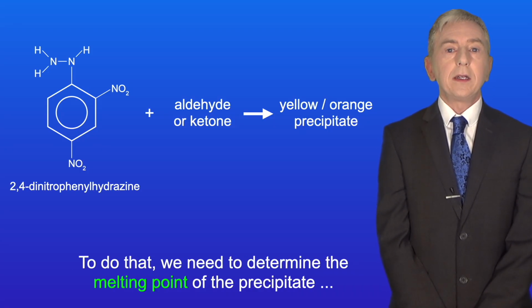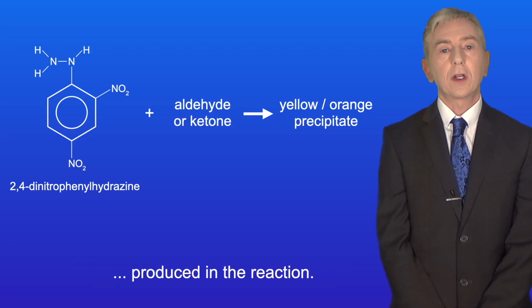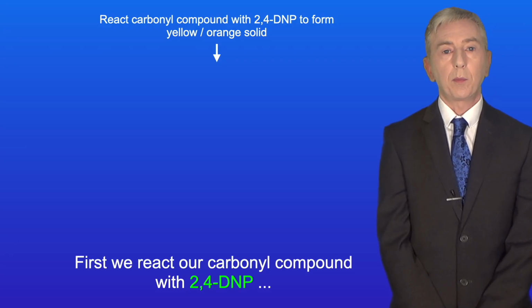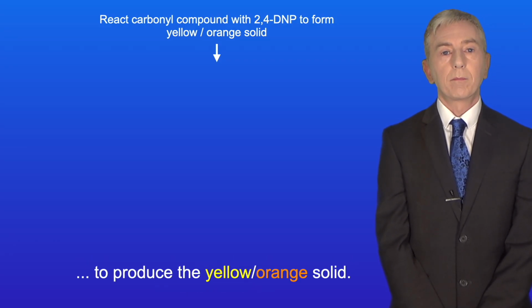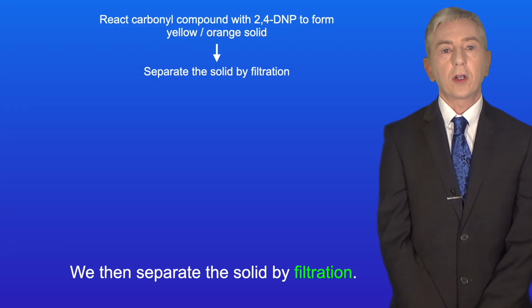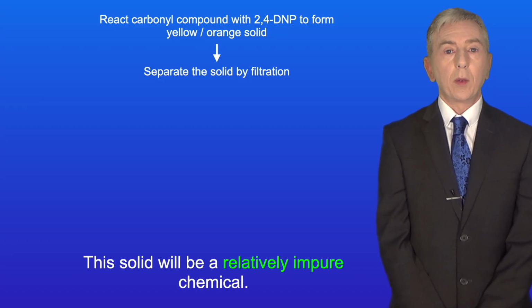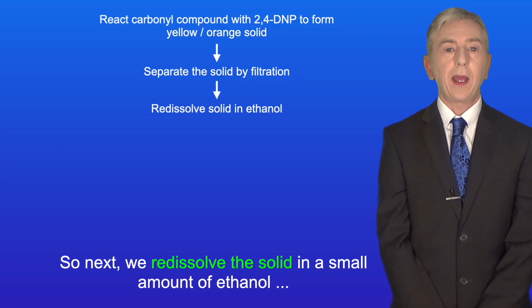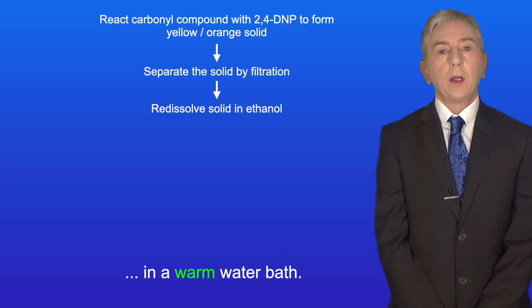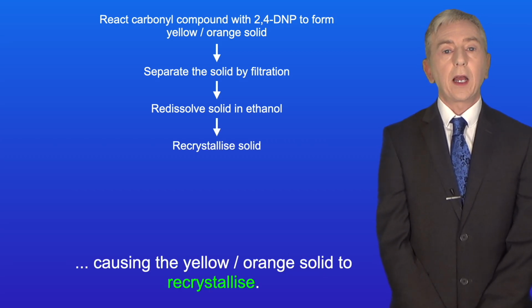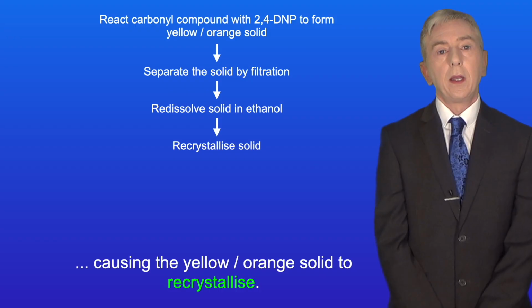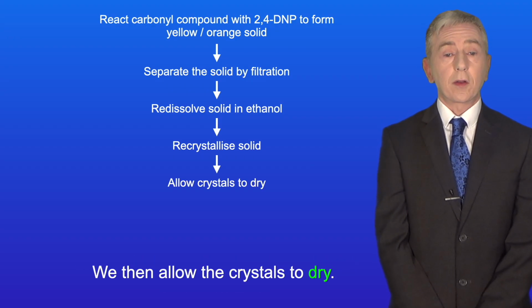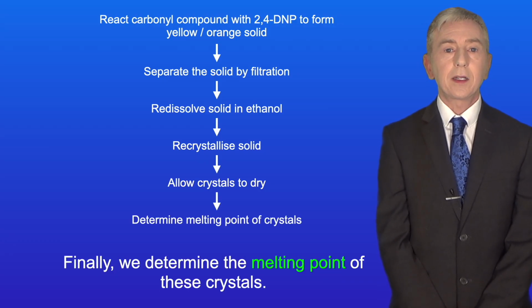To do that, we need to determine the melting point of the precipitate produced in the reaction. First, we react our carbonyl compound with 2,4-DNP to produce the yellow-orange solid. We then separate the solid by filtration. Now this solid will be a relatively impure chemical, so next we redissolve the solid in a small amount of ethanol in a warm water bath. We then cool the solution down, causing the yellow-orange solid to recrystallize. These will be relatively pure crystals of the precipitate. We then allow the crystals to dry, and finally we determine the melting point of these crystals.